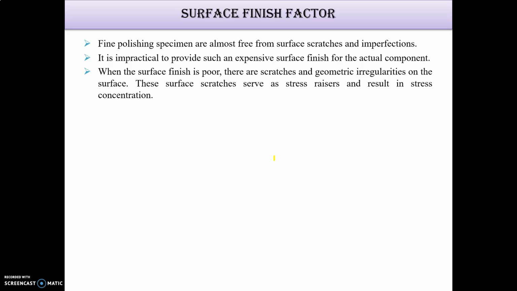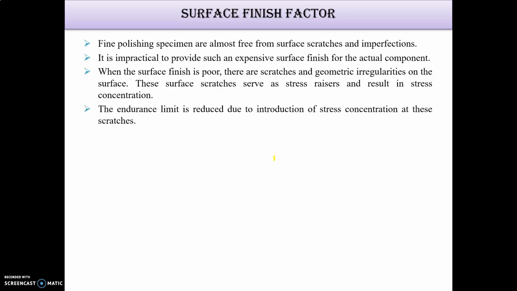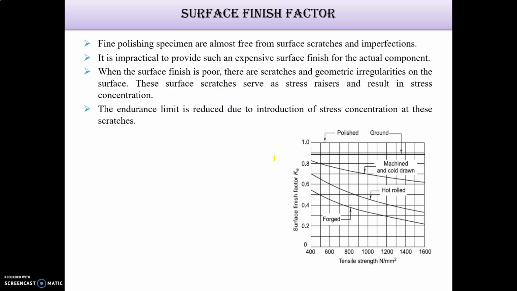As I told you, geometric irregularities are present. So endurance limit is reduced due to introduction of stress concentration at these scratches. If we increase the stress concentration at this point, the endurance limit reduces. So this is the graph for this. This is the ultimate tensile strength value, and this is the surface finish Ka value. And this is for the manufacturing condition.